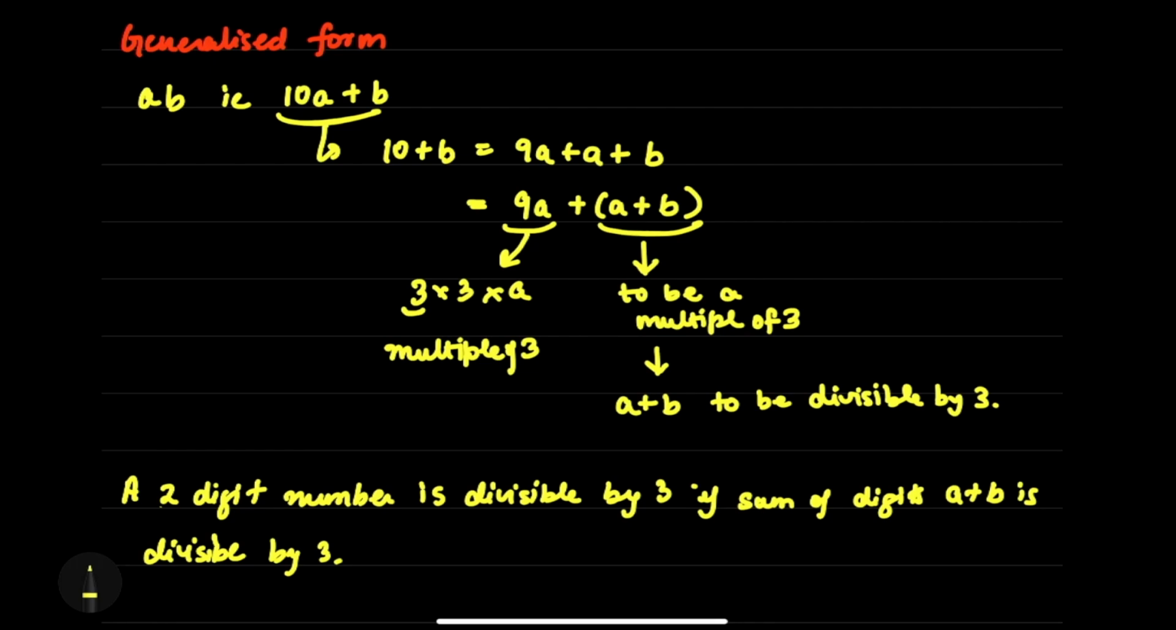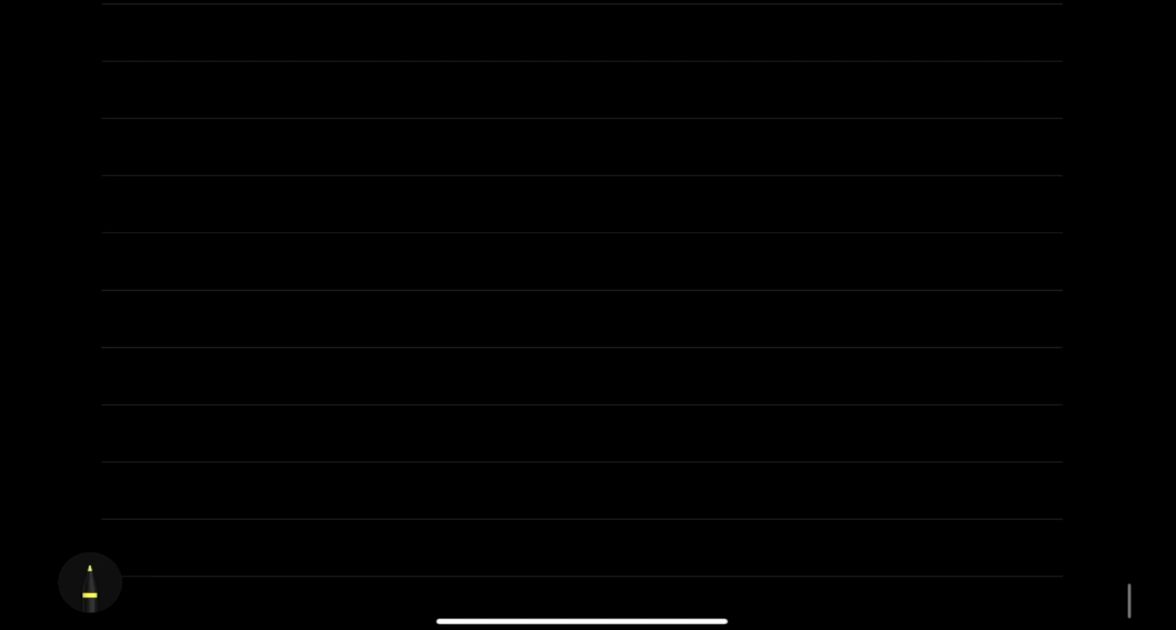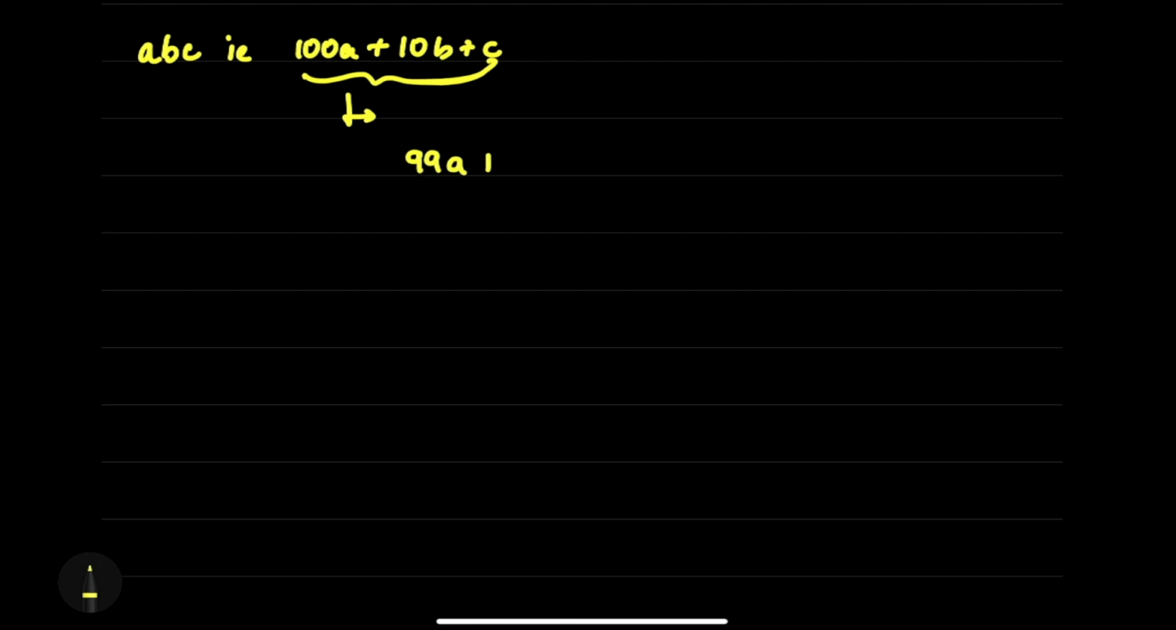So, in the generalized form, a two-digit number, 10A plus B, would be divisible by 3 if the sum of digits A plus B is divisible by 3. Now, for a three-digit number, ABC, let's evaluate this expression. So, 100A plus 10B plus C can also be written as 99A plus A plus 9B plus B plus C. We have just expanded 100A and 10B.